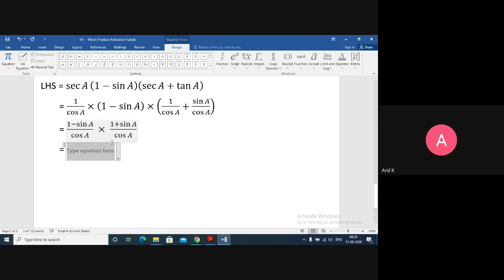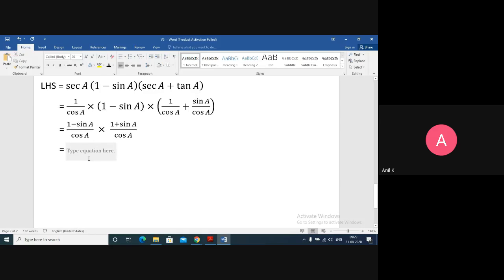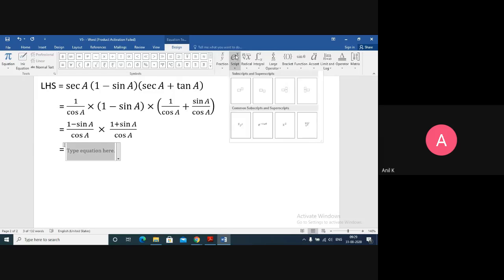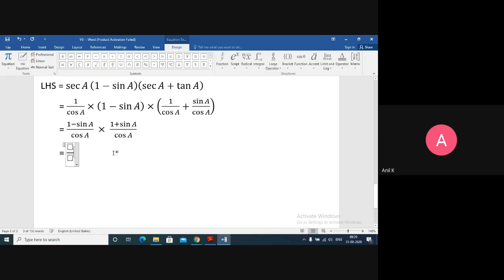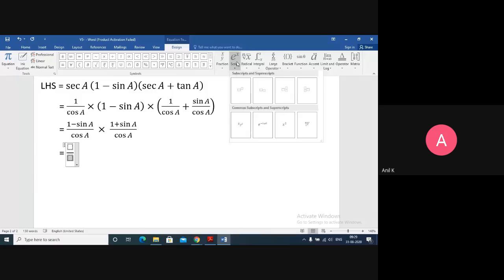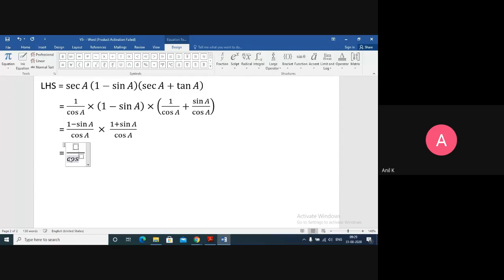Now you multiply, because there is a multiplication between the two terms. This is first term multiplying with second term. So if I multiply, let's see what you get. Let me insert the fraction. In the denominator, you have cos A into cos A. Cos A into cos A will be cos square A. In the numerator is 1 minus sin A into 1 plus sin A.